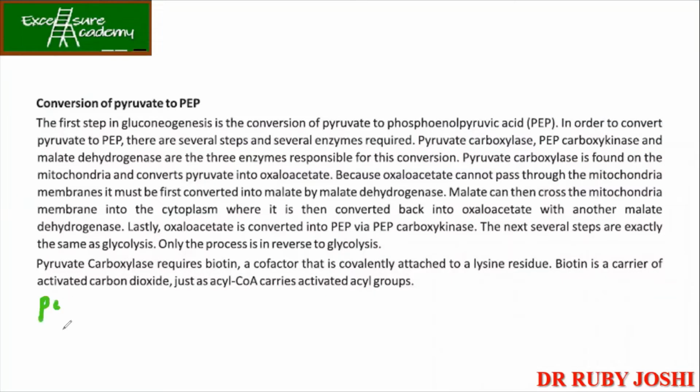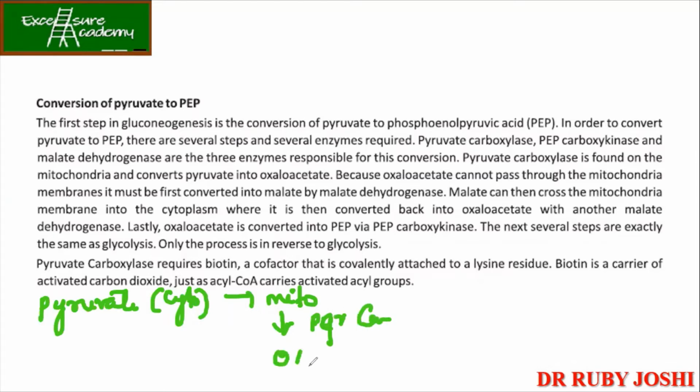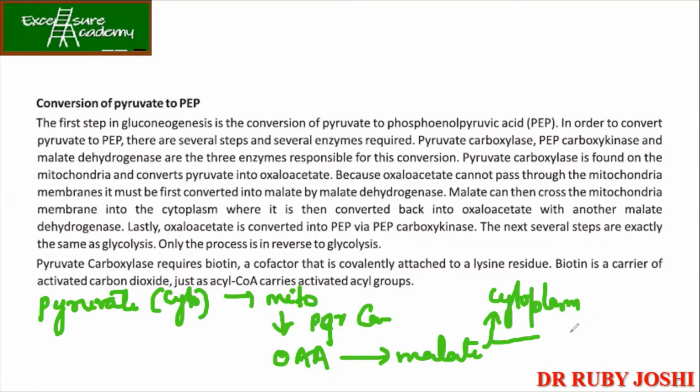Let me just repeat once again. Pyruvate, which is there in the cytoplasm, will be transferred to the mitochondria. In the mitochondria, with the help of pyruvate carboxylase, it will be converted to oxaloacetate. Now oxaloacetate cannot cross the mitochondria, so this will be converted to malate by malate dehydrogenase. Now this will cross the mitochondria and come into the cytoplasm. In the cytoplasm, again with the help of malate dehydrogenase, this will be converted back to oxaloacetate. Now with the help of PEP carboxykinase, it will be converted to PEP, phosphoenol pyruvate.